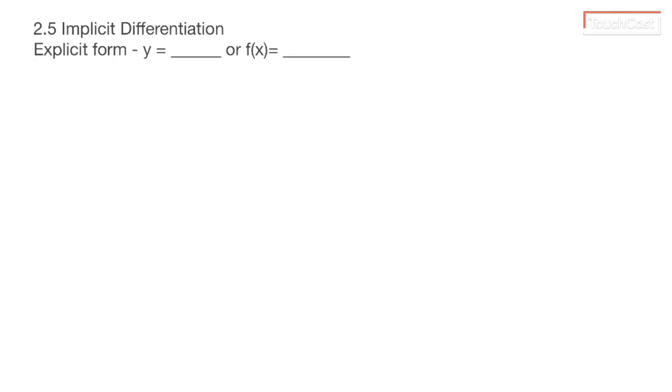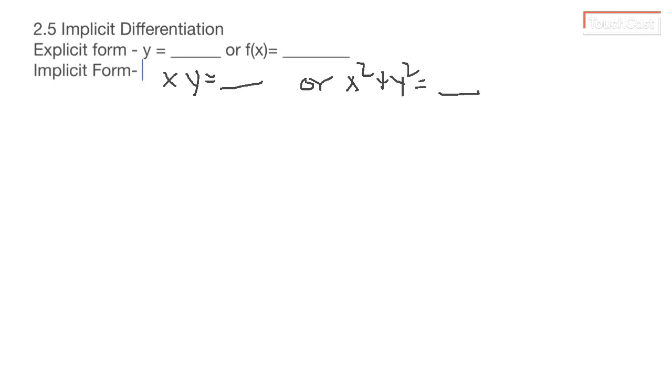We're going to now look at things that are in what's called implicit form, which, instead of them being in y equals something or f of x equals something, might look like x times y equals some stuff, or it could look like x squared plus y squared equals some stuff. It's really just the x's and the y's are all on the same side. So explicit form, we've solved for y. Implicit form, the x's and y's are on the same side.